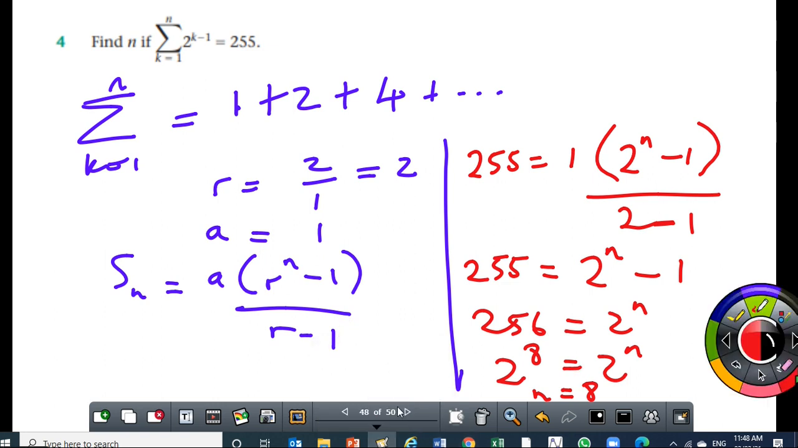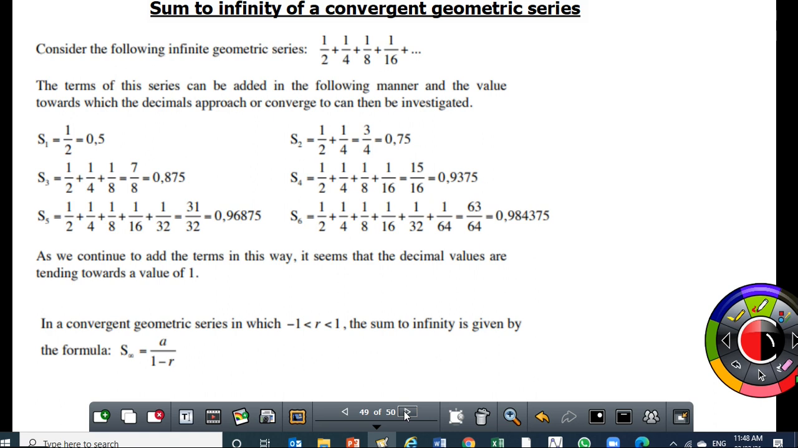So let me move on to the last part. Sum to infinity of a convergent infinite geometric series.